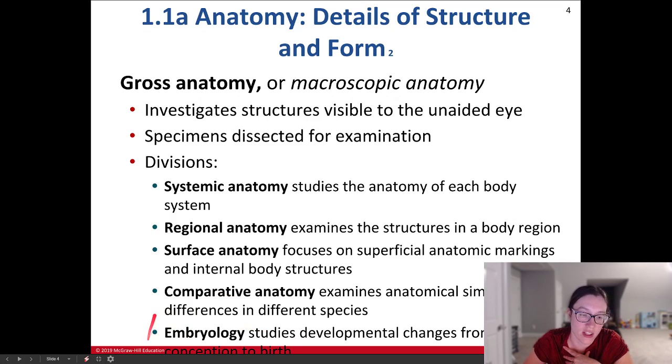And then embryology is its own study, and it studies the developmental changes from conception to birth. We will talk a very little bit about embryology at the very end of 169. But mostly, this book is going to be divided into systemic anatomy, right? So we're going to go through all the different anatomy and physiology of each system.